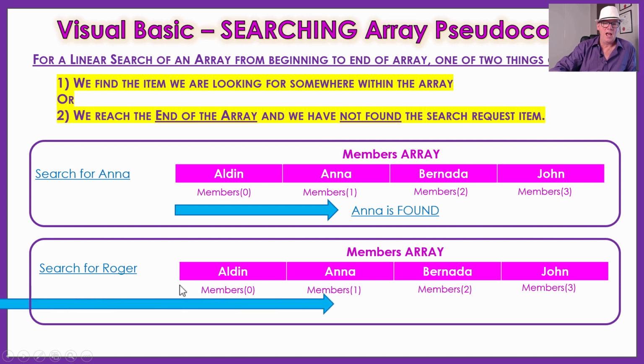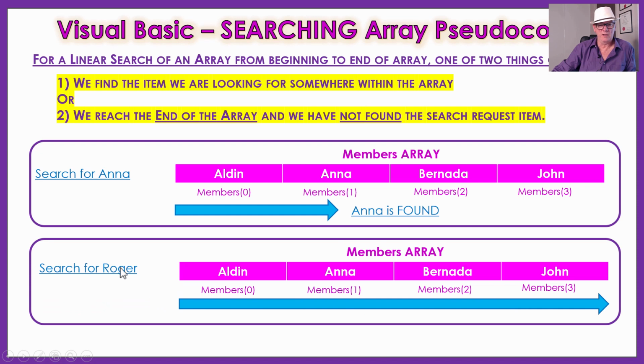Now, if you're searching for Roger, what happens is we begin at position 0 again, right at the start of the array. And this time we'll go Alden, no, that's not Roger. Anna, not a Roger. Bernarda, doesn't look anything like Roger. John, no, definitely not Roger, but we're at the very end of the array. So once we hit the end of the array, that's it, we stop searching and it's not found.